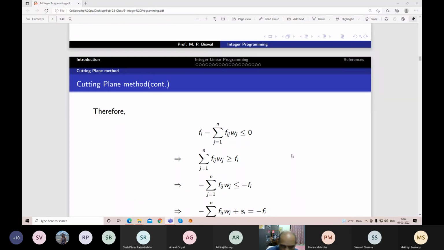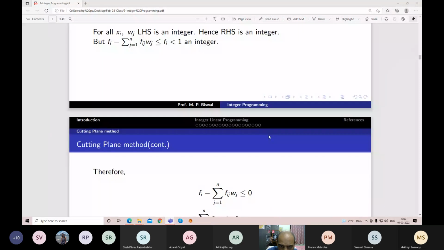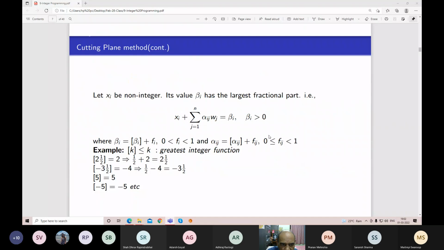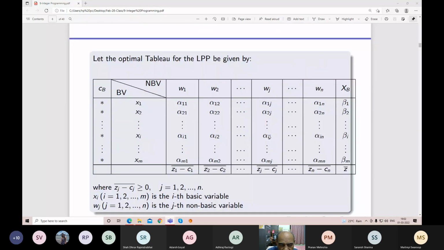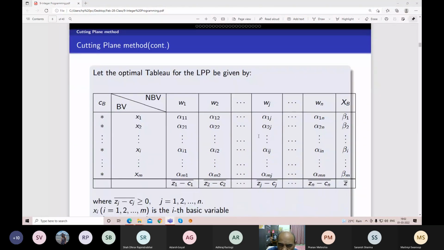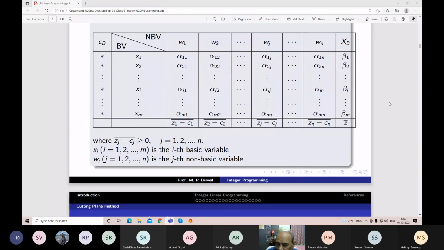See, I'm repeating again how you have established a cutting plane, an additional constraint. This is the optimal simplex table. With respect to the optimal simplex table, if the solution is non-integer, then cutting planes are required. If it is integer, then stop. There is no cutting plane.